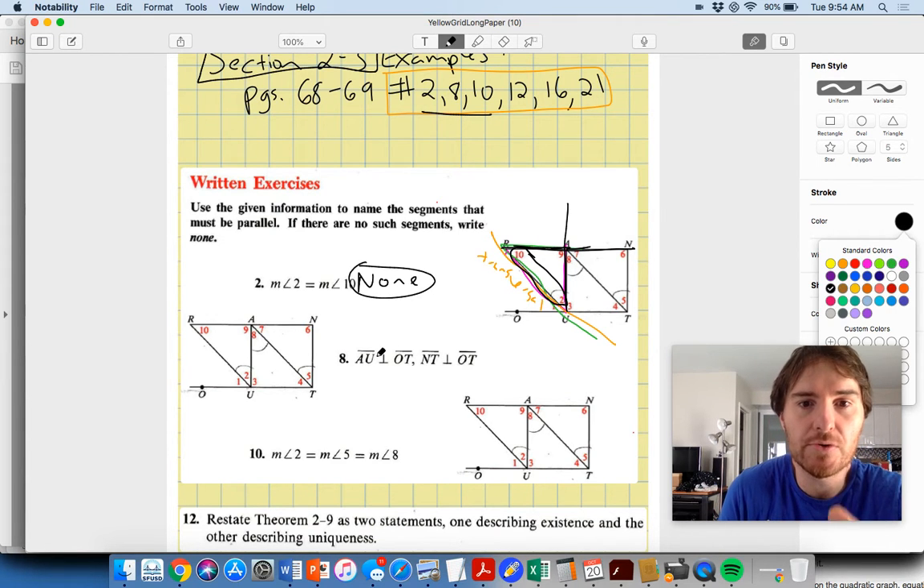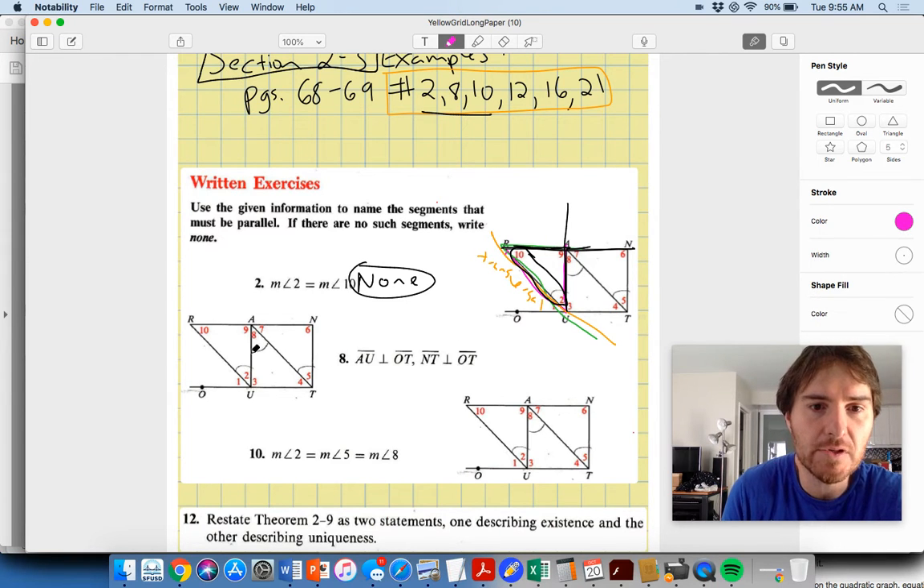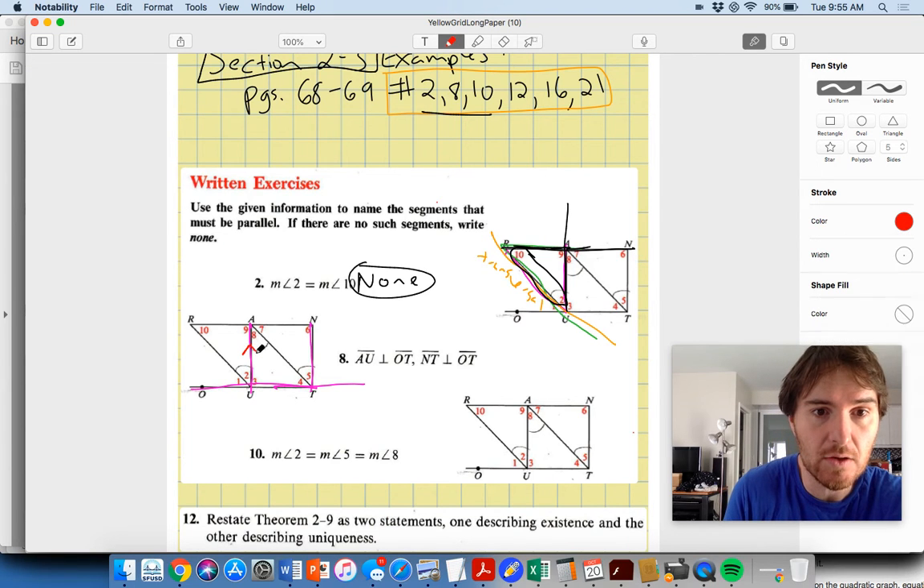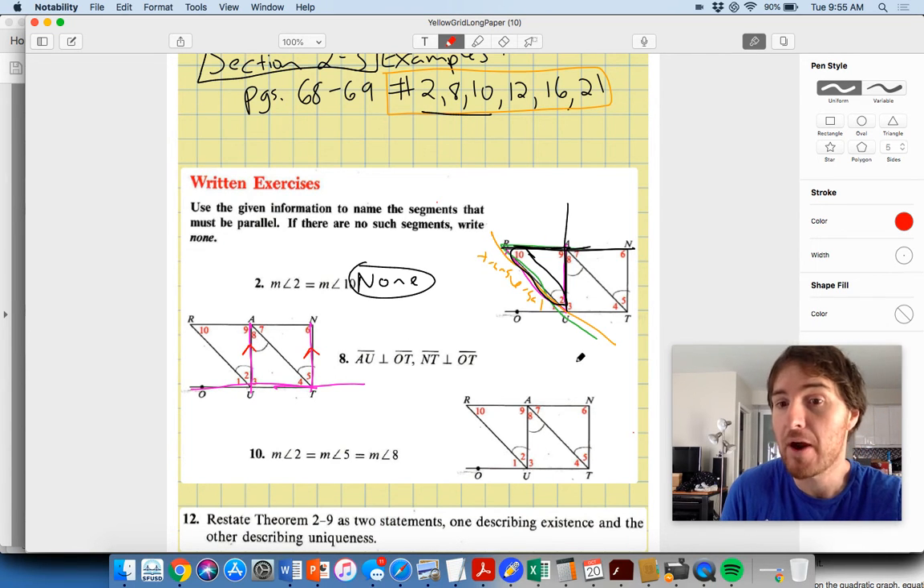All right, problem 2. I'm going to be highlighting more of this stuff here, and maybe we'll talk about a shortcut on this one in a second. So we have here AU is parallel to OT. NT is parallel to OT. Boom, we found them, we've drawn them. And here, I think we can deduce that AU and NT have to be parallel to each other.